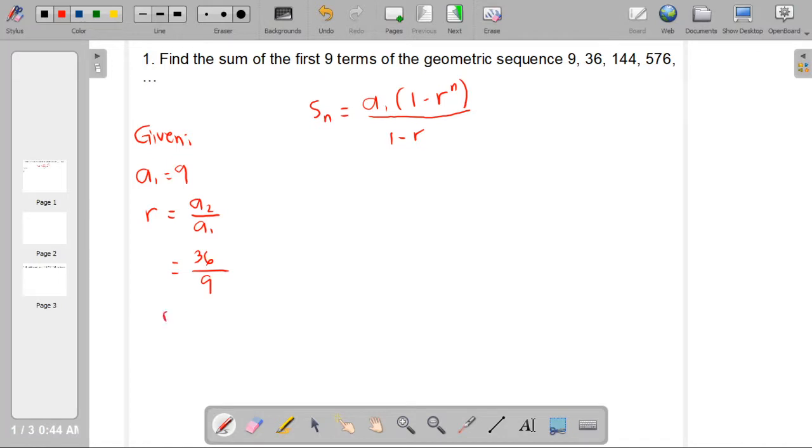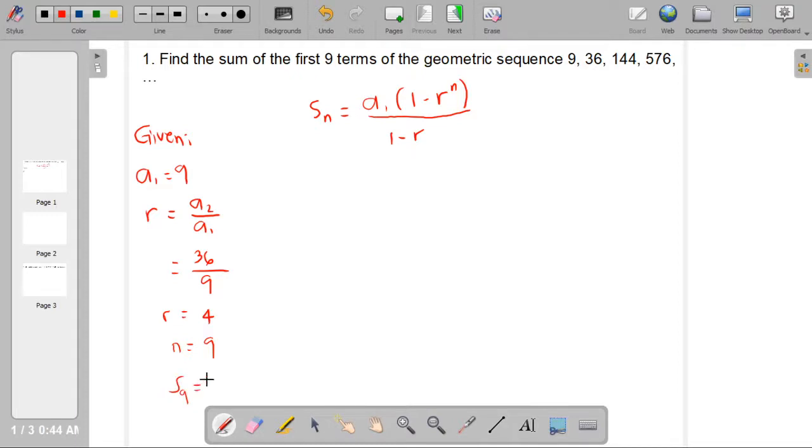Hence, our common ratio should be equal to 4. Now that we have our common ratio, we need n. What is the value of our n? It should be equal to 9. Why 9? Because we want to find the sum of the first 9 terms of this geometric sequence.